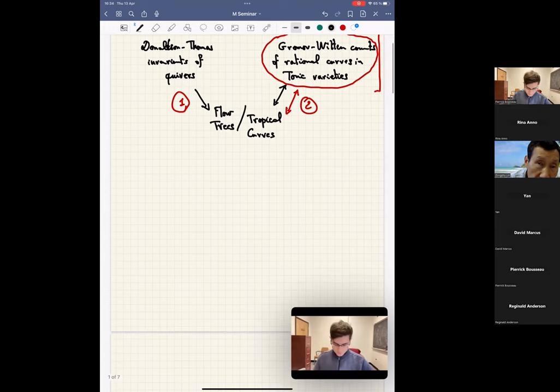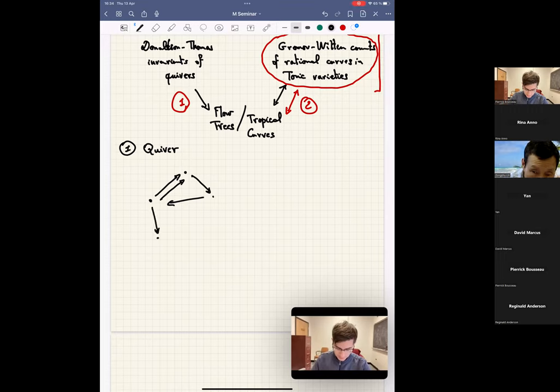So let me set up some notation. We'll be considering a quiver, which for us will always be a finite oriented graph with finitely many vertices, and for each pair of vertices, finitely many arrows between them. I will denote by Q such a quiver. And once you have a quiver, there is a notion of representation of a quiver.